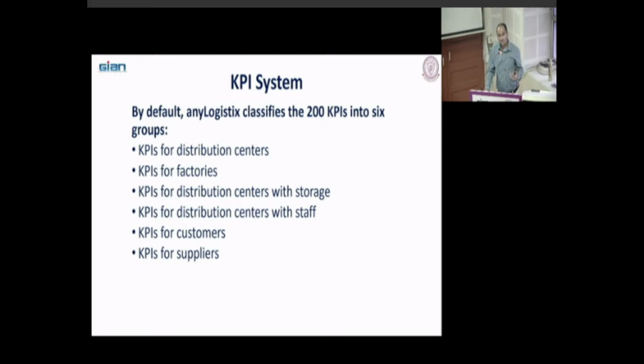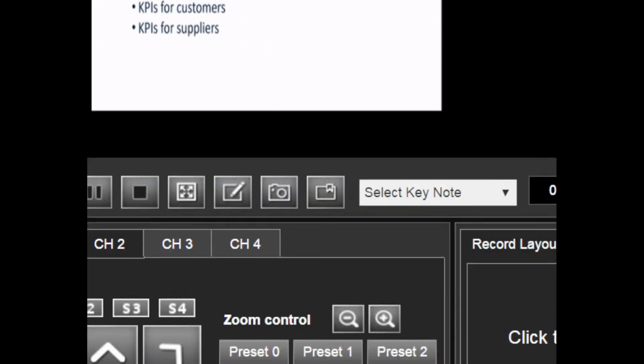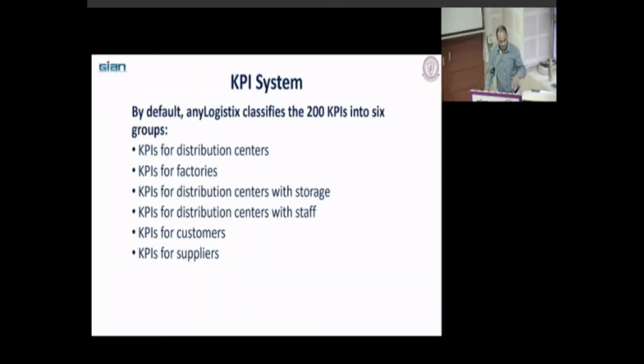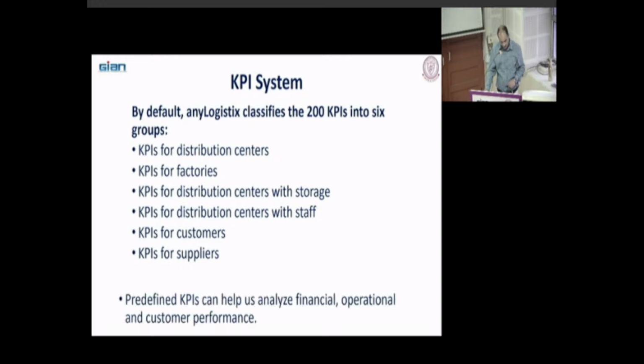Suppose you are more interested in the service level, you want to focus on the service level, you want to make sure that you are satisfying the demand on time. Then you go with the operational-level performance KPIs for customers. Select those KPIs and then it will give you the results for them. Predefined KPIs can help us analyze financial, operational and customer performance. So all these 200 KPIs are normally grouped into these 6, but in a broader way you can see those KPIs as financial, operational or customer-performance related.